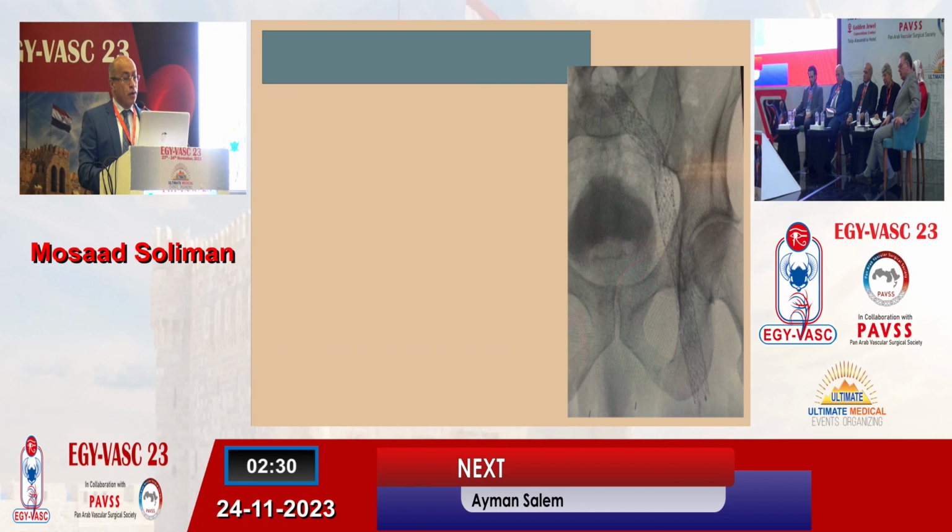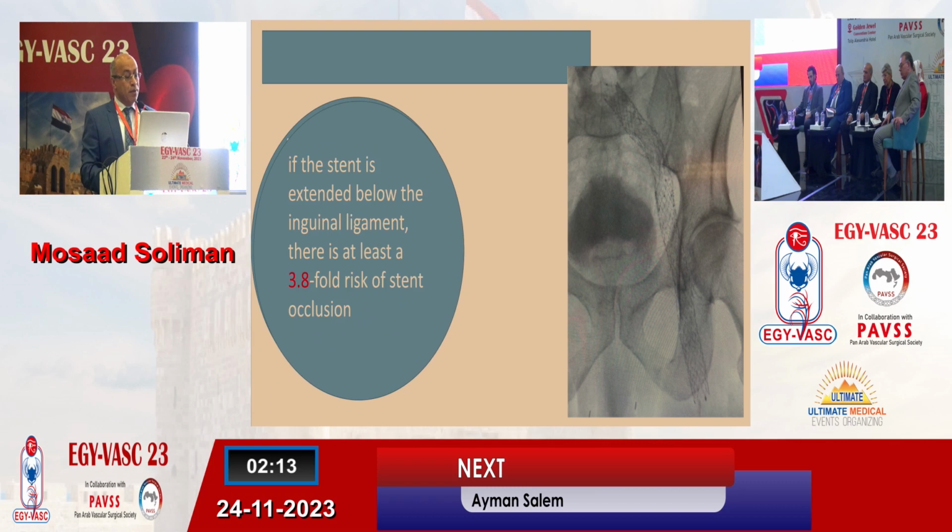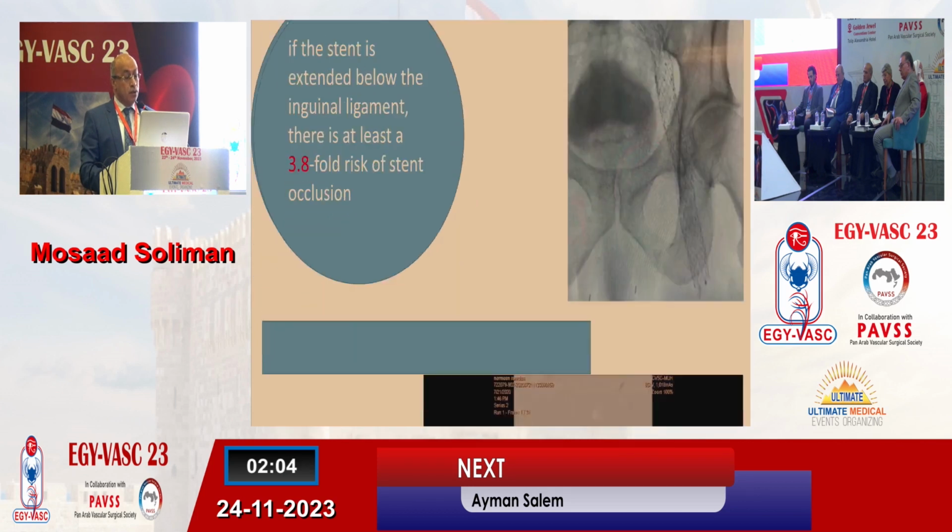When we stent the iliac system and the common femoral system, we may achieve a primary patency of 57%, with assisted primary patency of 80% and a secondary patency of 86%. But again, in the presence of extension below the inguinal ligament, there is a 3.5 to 3.8 fold increased risk of stent occlusion.